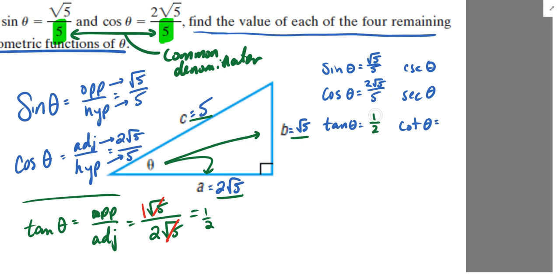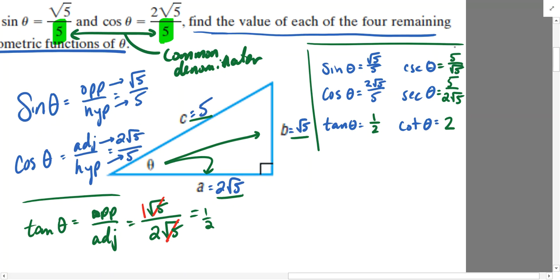The opposite side length is half that of the adjacent side length. That's what our ratio is telling us. Now quickly we can establish the cotangent result. The cotangent result is the reciprocal of tangent. We can call that 2 over 1, or better yet, we'll just call that 2. Similarly, secant is the reciprocal of cosine, so we could say that this is 5 over 2 radical 5, and cosecant is going to be 5 divided by radical 5.